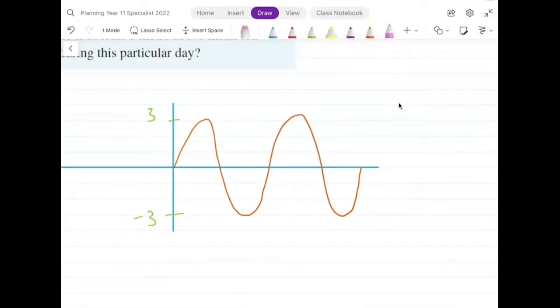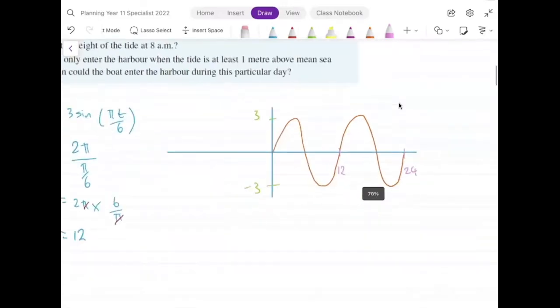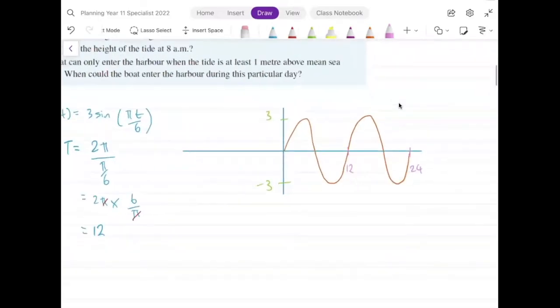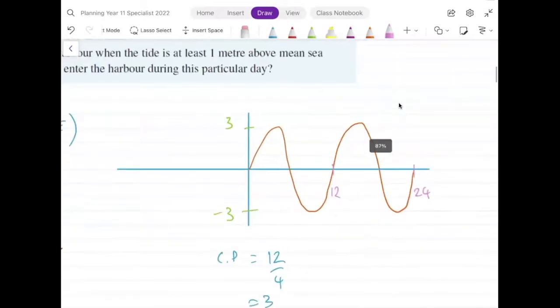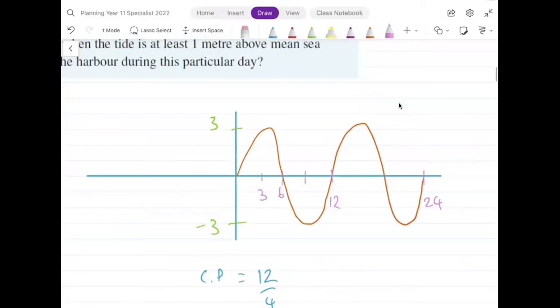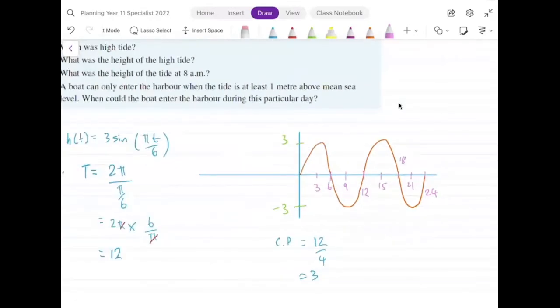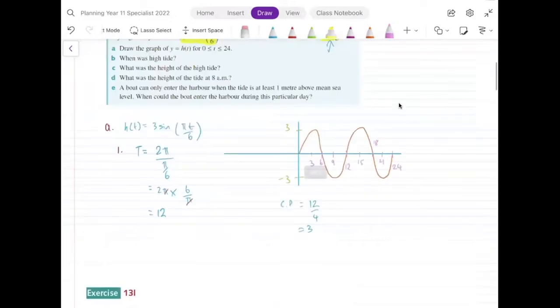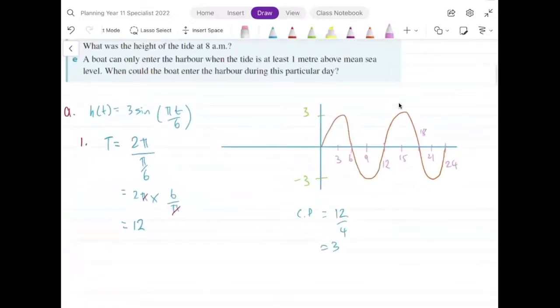I now just need to mark my key values. This is going to be 24 hours, and this is going to be 12 hours. My period is 12, so my key intervals are 12 divided by 4, which equals 3. That means I have a critical point every 3 hours: 3, 6, 9, 12, 15, 18, 21. I think it's sometimes easier to do these in terms of time than in terms of pi. So that's my graph. I should label my axes, and I'm going to get 4 marks.